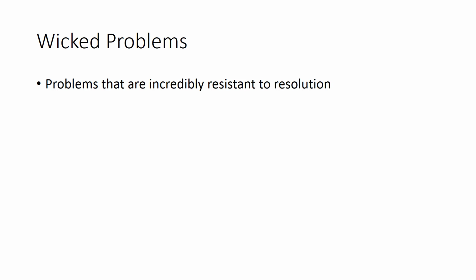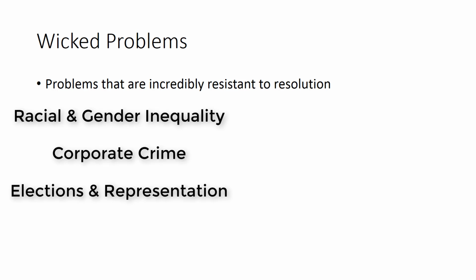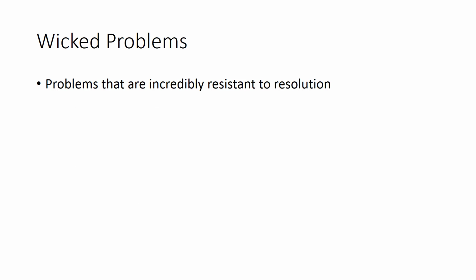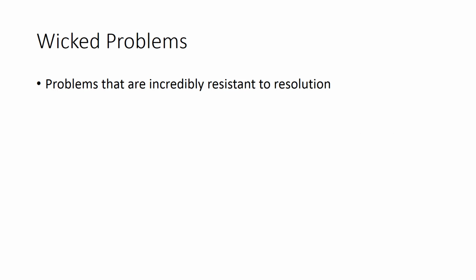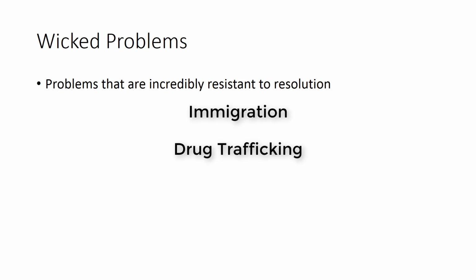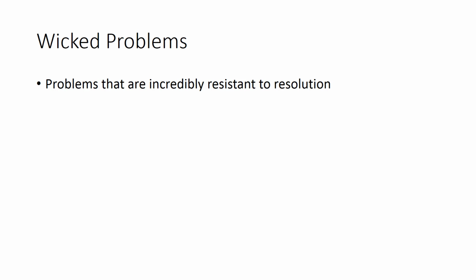Wicked problems do not get solved so readily. There is not a clearly defined answer to them. There are numerous examples of wicked problems, all of which tap into some combination of social, political, economic, or environmental realms. We've already covered several examples, including things like racial and gender inequality, corporate crime, the best way to run elections and representation, and even, briefly, educational reform. In the coming weeks, we'll talk about others: healthcare, the economy, climate change. Other examples might include things like immigration, international drug trafficking, nuclear energy and waste, natural hazards, AIDS and HIV. The list goes on and on.